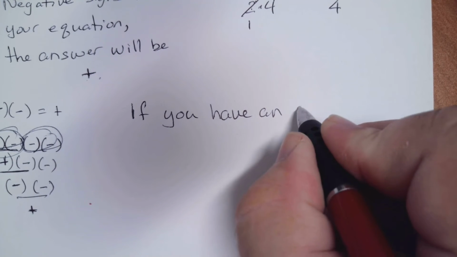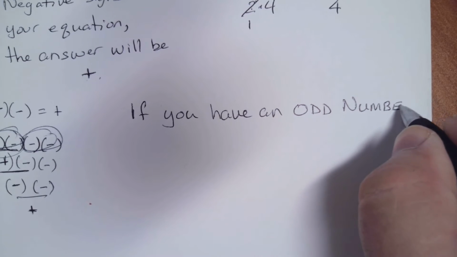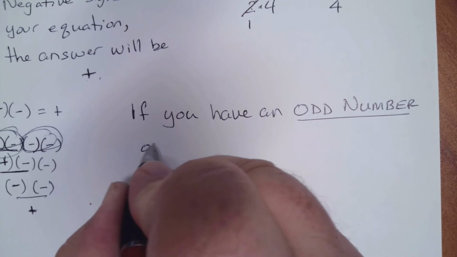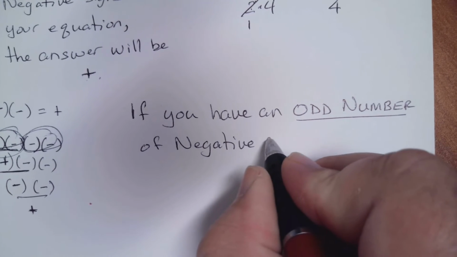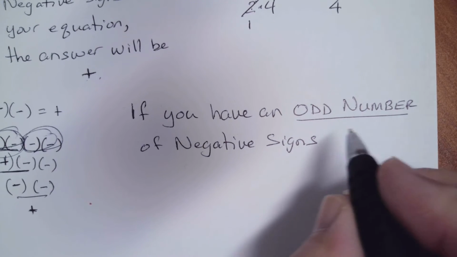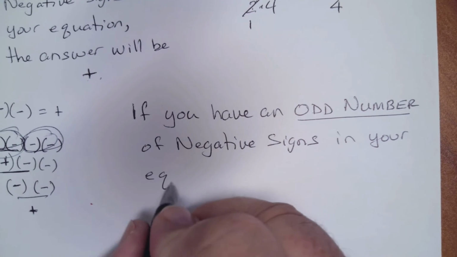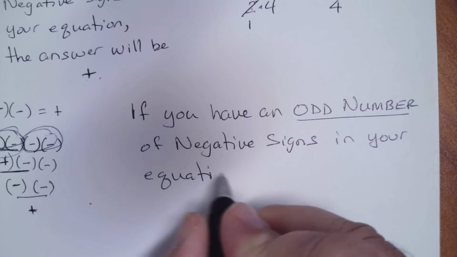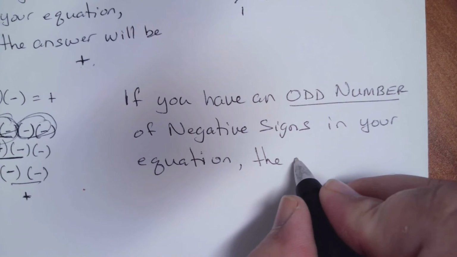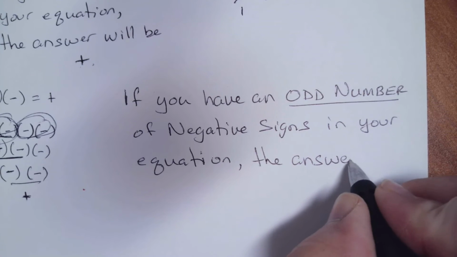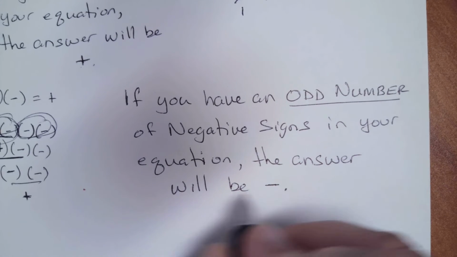If you have an odd number of negative signs in your equation, the answer will be negative.